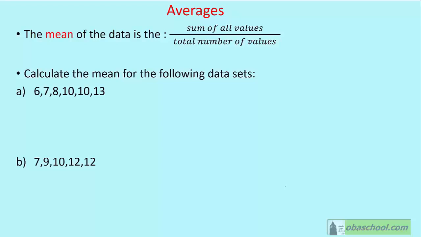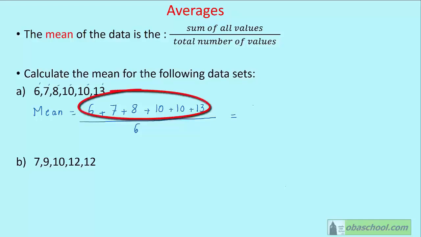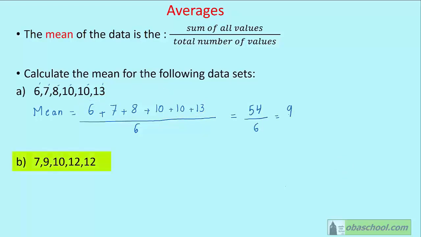The exercise says calculate the mean for the following data sets. Set A has 6, 7, 8, 10, 10, and 13. So in the numerator, we're going to have to add all of these numbers, 6 plus 7 plus 8 plus 10 plus 10 plus 13, and divide them by their number. These are 6 numbers, so their total is 54 divided by 6, which is 9.